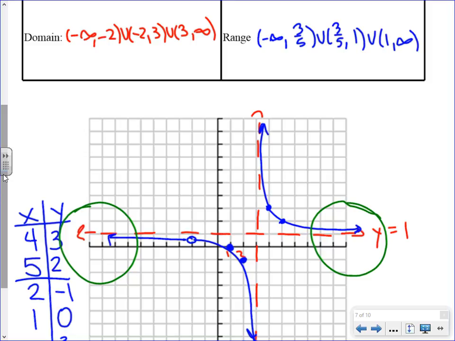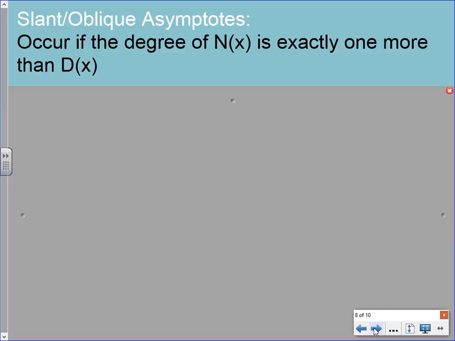Let's now talk about that third case. It's fun, right? When we have the degree of the numerator exactly 1 more than the degree of the denominator, we get what's called a slant asymptote. Okay? A slant asymptote. It's basically going to be a line with slope. Slant. Okay? A line with slope is going to be our asymptote instead of a horizontal asymptote. Okay?